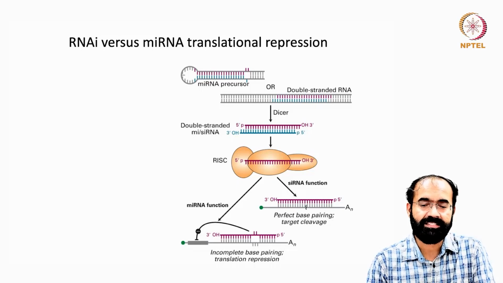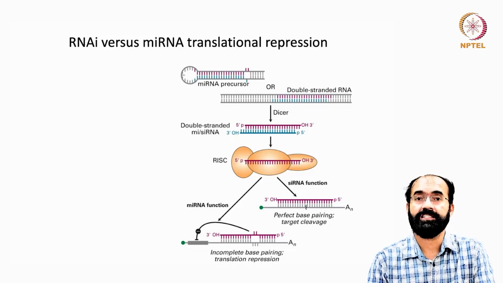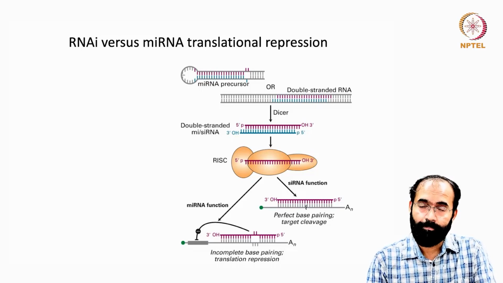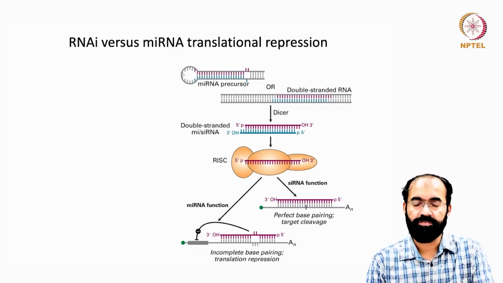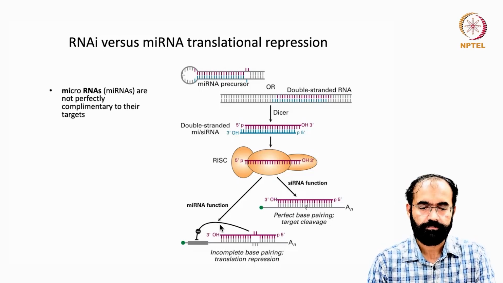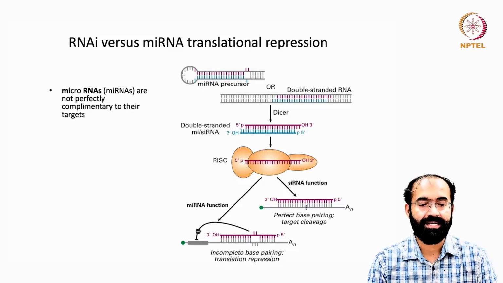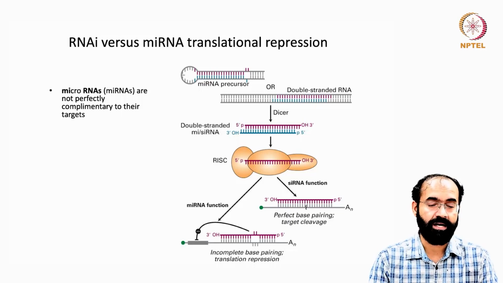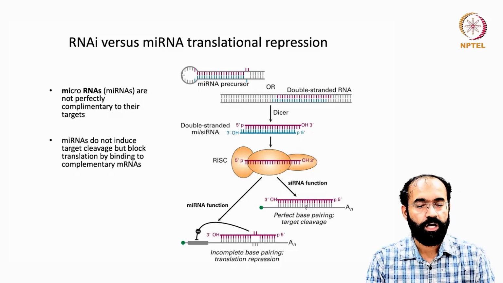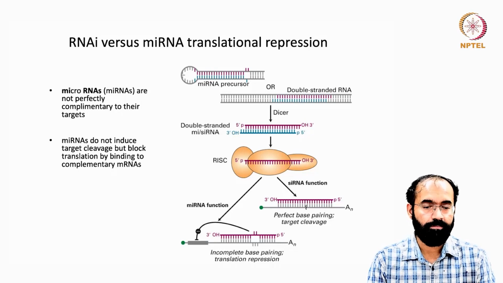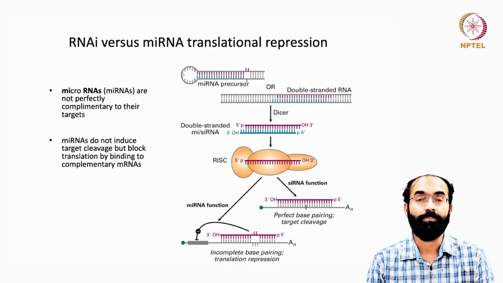So in one case, siRNA, you are degrading the mRNA itself, no question of translation. In the case of microRNA, the pairing is different, the pairing is not complete as in the case of siRNA, it is incomplete pairing. Because of this incomplete pairing, it will prevent the translatability of this mRNA. That is how they work. So microRNAs are not perfectly complementary to their targets. Targets means mRNA. And microRNAs do not induce target cleavage but block translation by binding to complementary mRNAs.